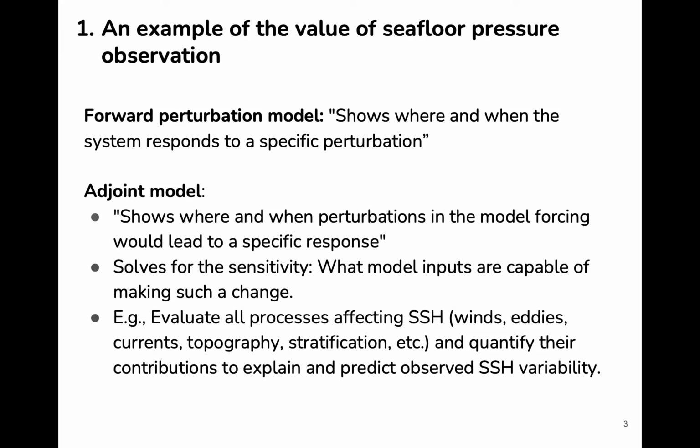So for example, if I observe sea surface height somewhere, I see this variability, and I want to, through this inverse adjoint model, see where, for example, the wind had to blow so that I can explain the variability that I'm seeing, right? Or where did I have a pressure gradient, or what current did I have? Or so you can solve for many or evaluate all the processes affecting sea surface height. For example, winds, eddies, currents, topography, or stratification, or whatever. And the good thing is that you can quantify their contributions, right, to explain and predict the sea surface height that you're seeing. And so the idea is that maybe we can do the same thing with, for example, pressure, if you have pressure time series.